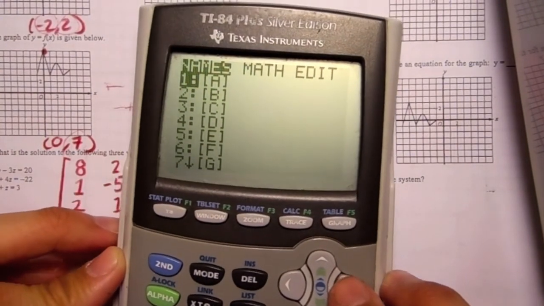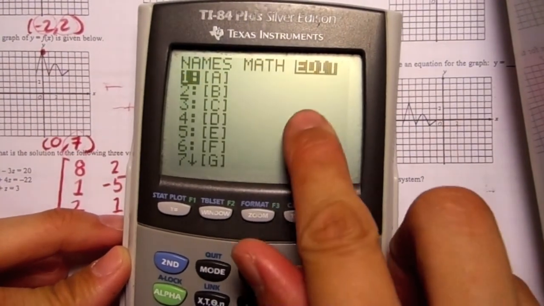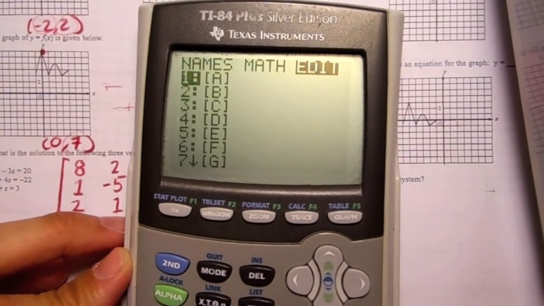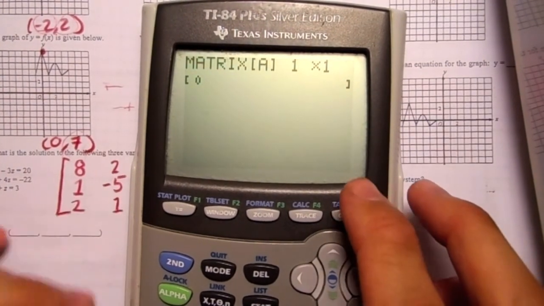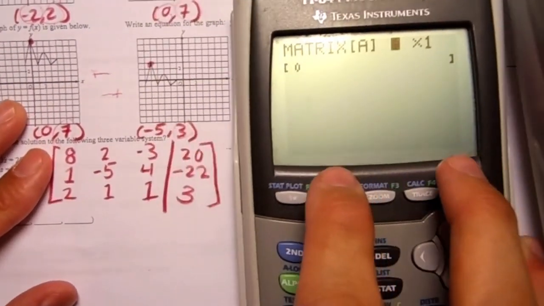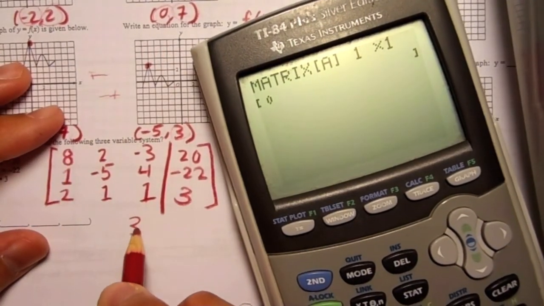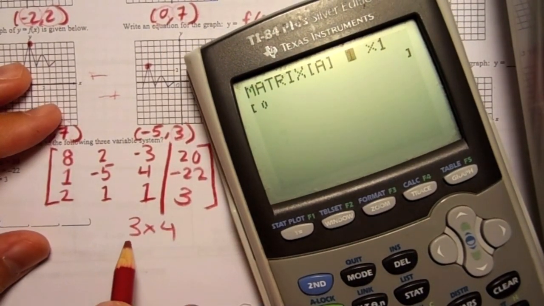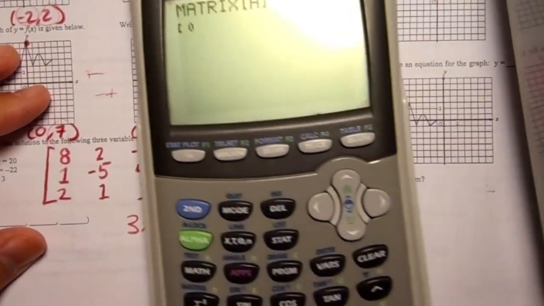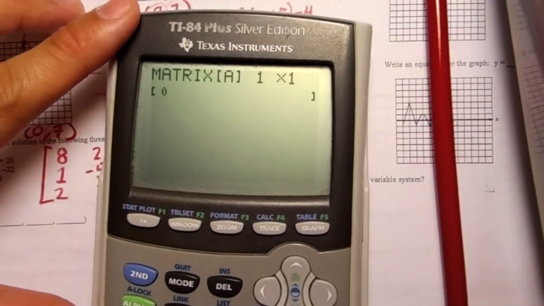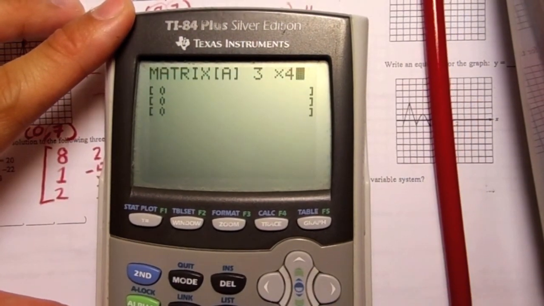What we want to do is input our matrix first. So I'm going to highlight where it says edit, and I'm going to press enter because I want to edit matrix A. Now looking at my matrix, it's a 3 by 4 matrix. We do it rows first and then columns. So that's what you want to specify on your calculator, 3 by 4.